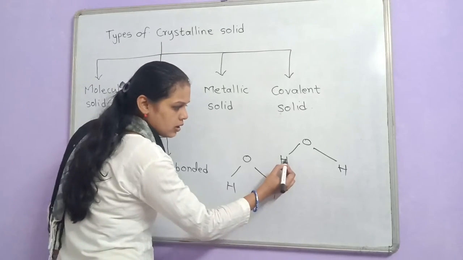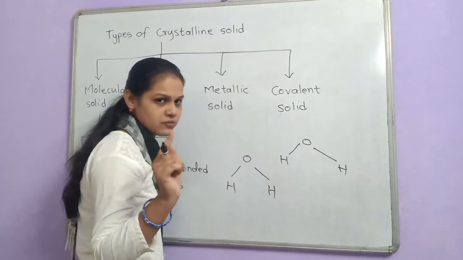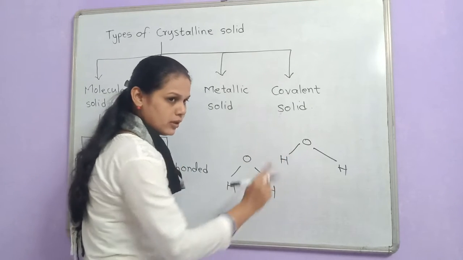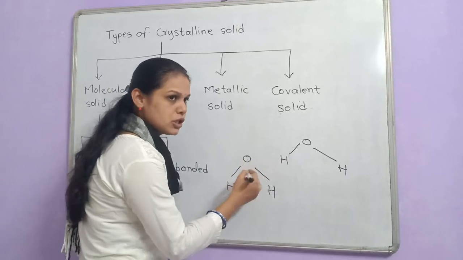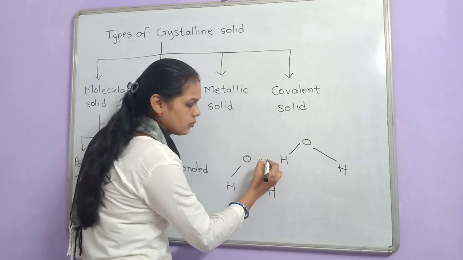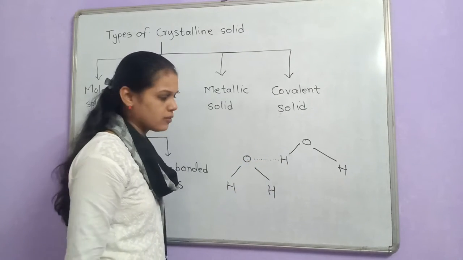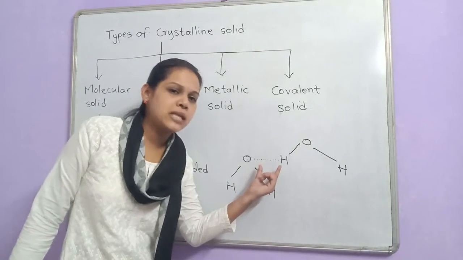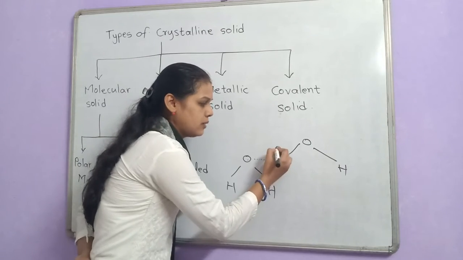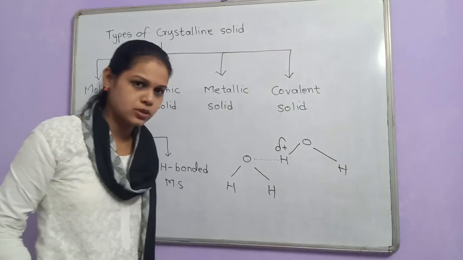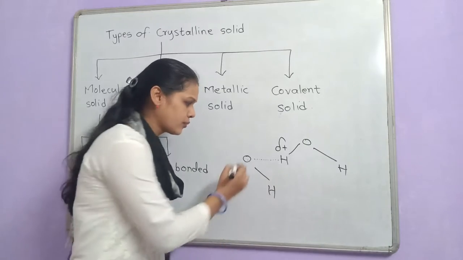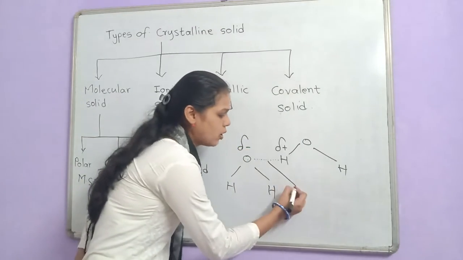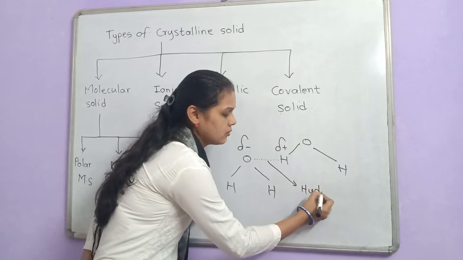Here you can observe that hydrogen can form only one bond, as the valency of hydrogen is 1. Now this oxygen is electronegative. There is a formation of a bond between this oxygen and this hydrogen. Due to this additional bond, hydrogen will acquire a partial positive charge and oxygen will acquire a partial negative charge, and this bond is called a hydrogen bond.